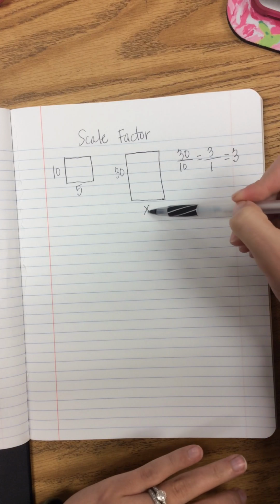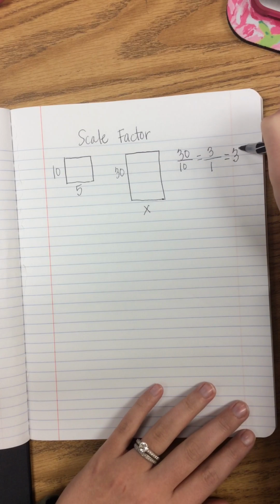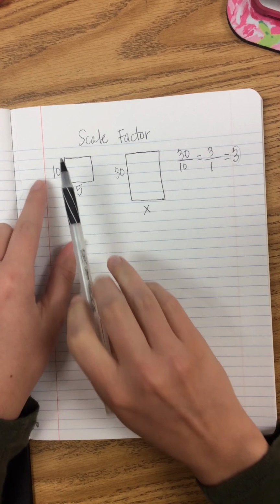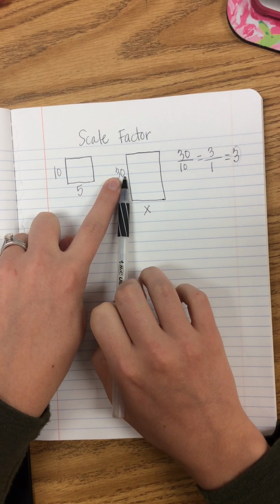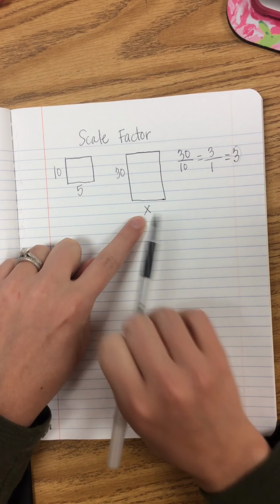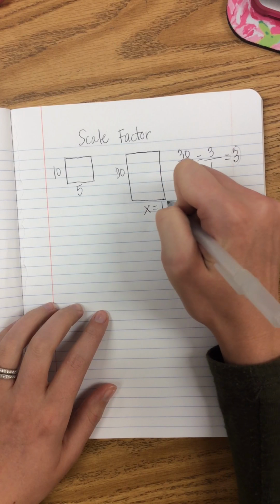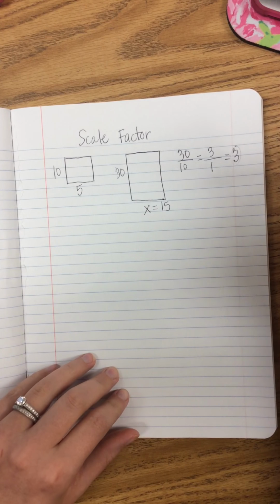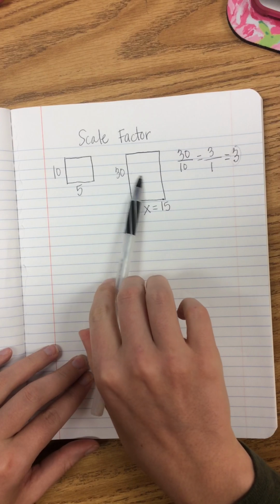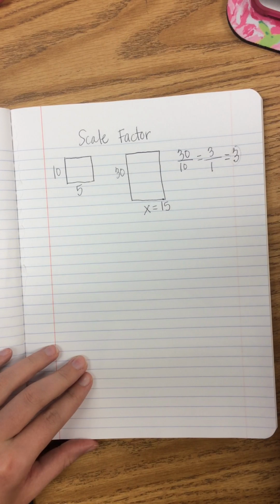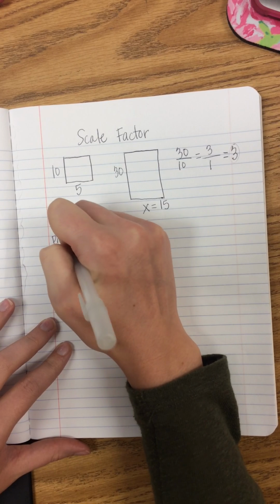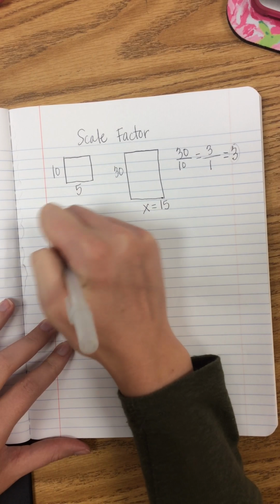Now, we still have a missing side length, so we use this to figure out what our missing side length is. So if 10 times 3 is 30, 5 times 3 is 15, we know. Your scale factor is telling us how much bigger this shape is than the smaller shape. Okay, so let's do a couple practice problems.